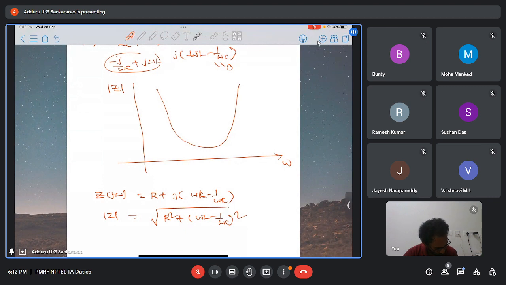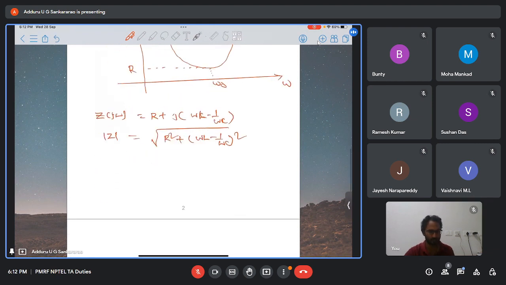So at omega equal to omega naught, at resonance, we will get the lowest impedance. Impedance is the least, that is equal to R. That means here we will have maximum current through all the elements. Okay.